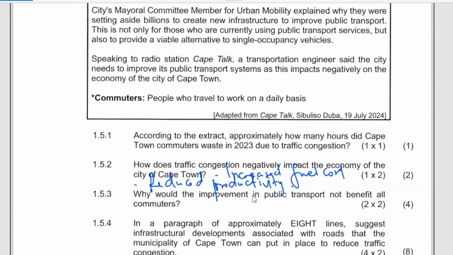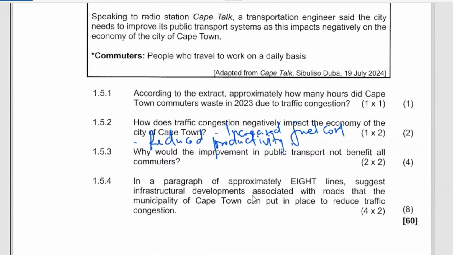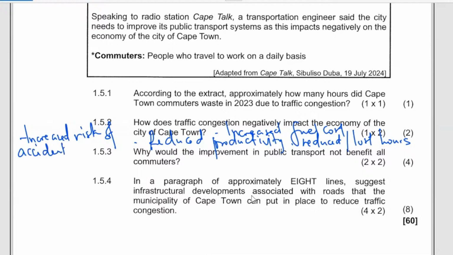Right, and also if we check, we can also talk of reduced or lost work hours. And because of that reason, we also have an effect of increased risk of accidents. And how does that impact? It also impacts the emergency services.